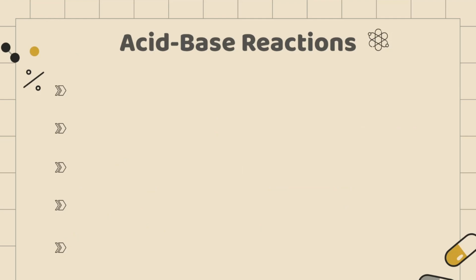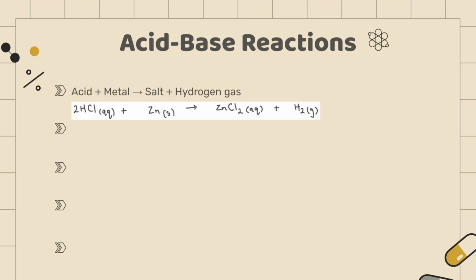Firstly, with your acid-base reactions, within acid-base itself, you have 5 different types of reactions, okay? You have your acid plus metal that ends up in a salt and a hydrogen gas. An example of this is, say you have hydrochloric acid, HCl, reacting with your metal zinc, okay? This results in a salt being zinc chloride and hydrogen gas, okay?